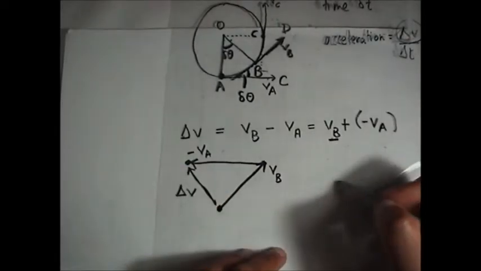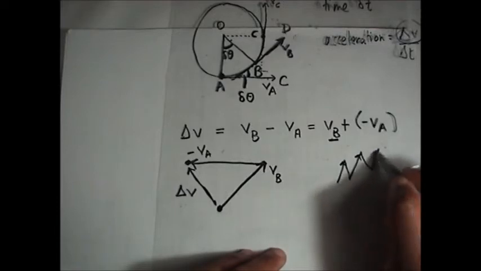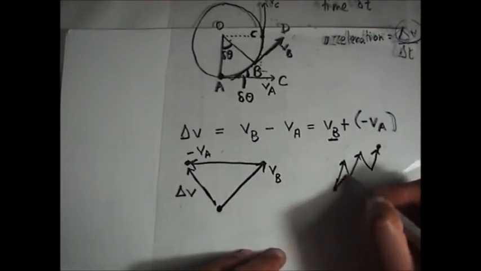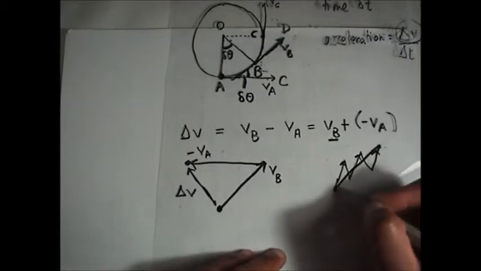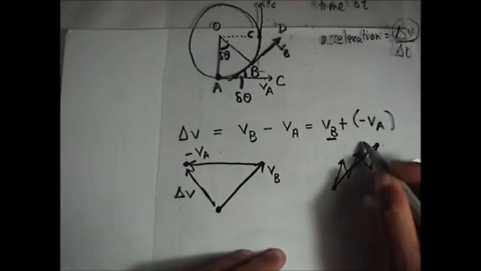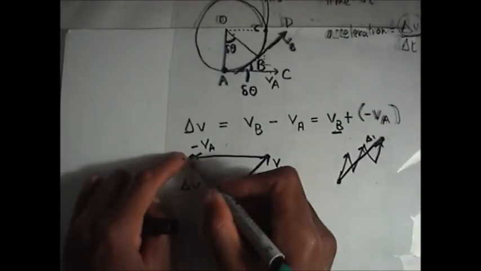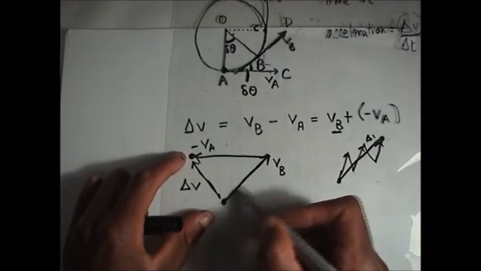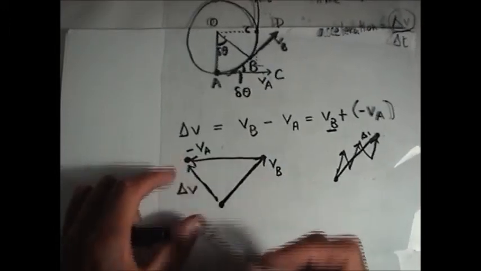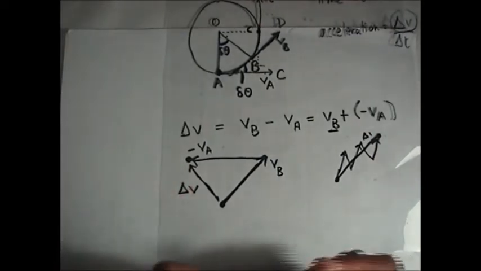So if we had many vectors lined up like that, this is the end point, this is the starting point. The change would have been the straight line that links the initial point to the final point. That would have been the change. Here the change links the initial point to the final point as we go through, vb plus minus va, like that. So this is delta v.